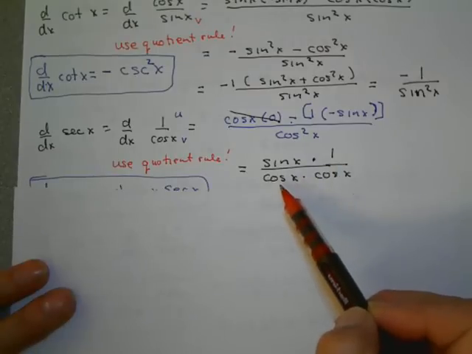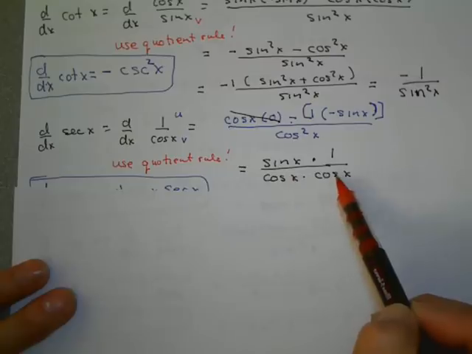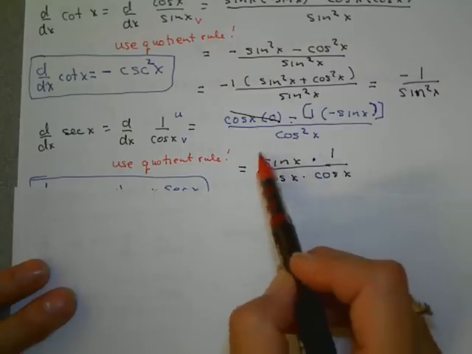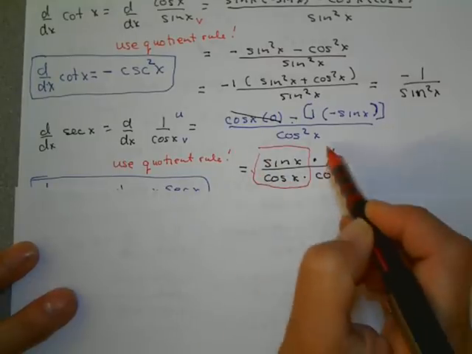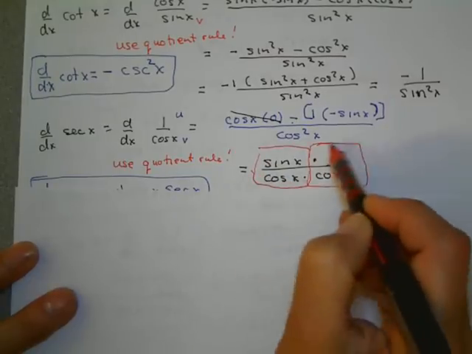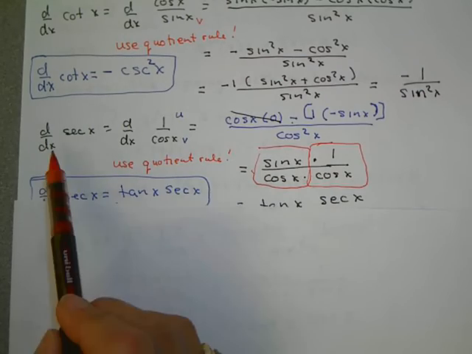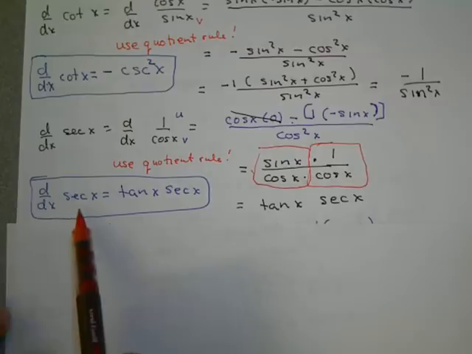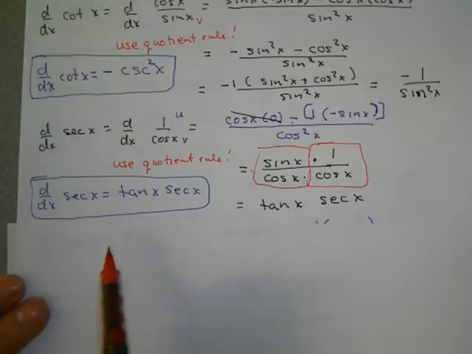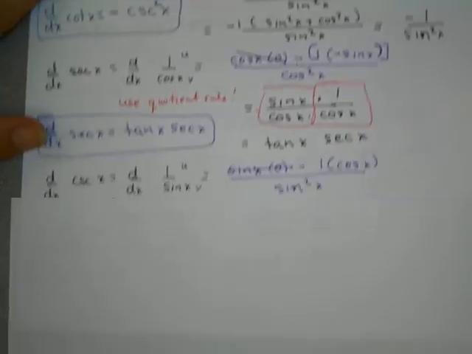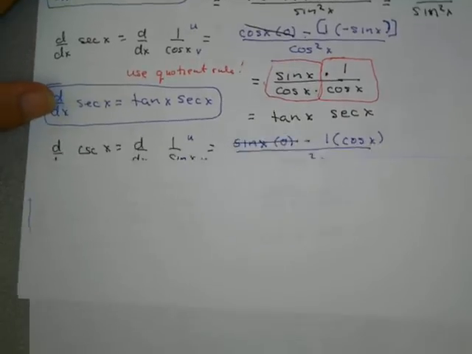I'm going to be a little clever here and write this as sine of x over cosine of x times 1 over cosine of x, because then I have the tangent identity here and the secant identity here. So the derivative of the secant is the tangent of x times the secant of x. Okay? Again, another thing to memorize, and if you don't, you can derive them again.